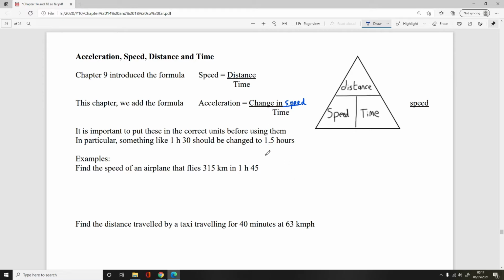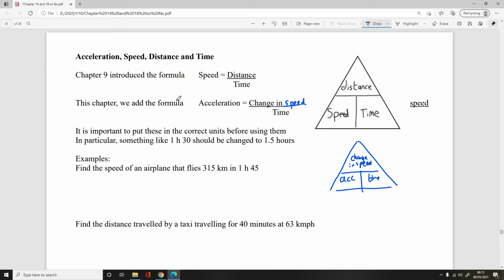So there's some formulas we should already know from chapter 9. We should know that speed is distance over time. We should have a general idea of this distance speed time triangle. But we should also be familiar with an acceleration triangle. I've said acceleration, change in speed and time. If you wanted to have that as a triangle, you'd have acceleration down here, change in speed on the top, and time on the base.